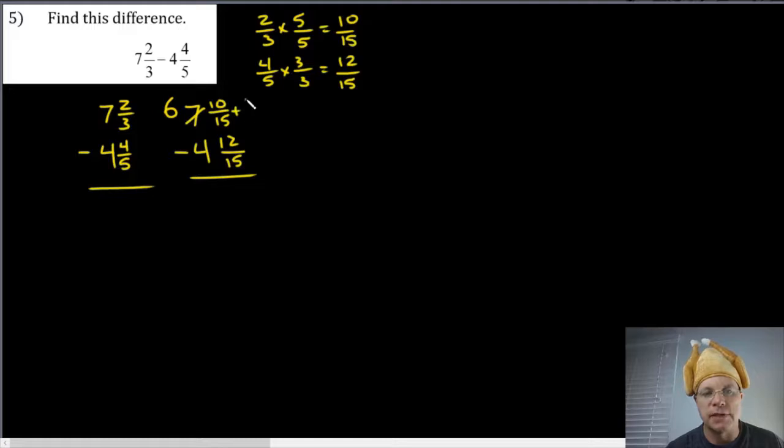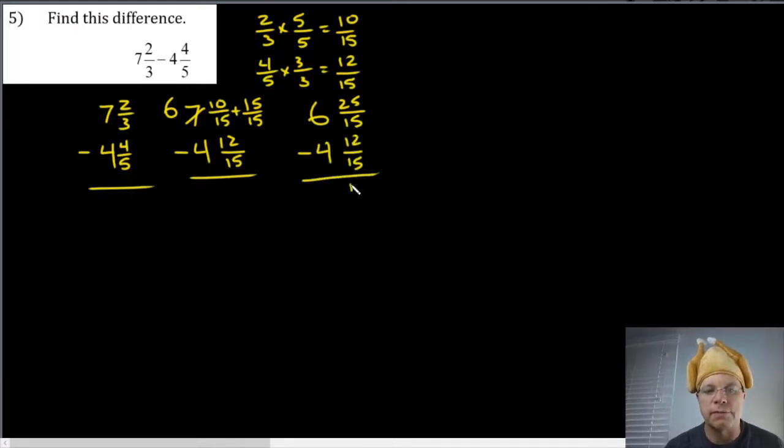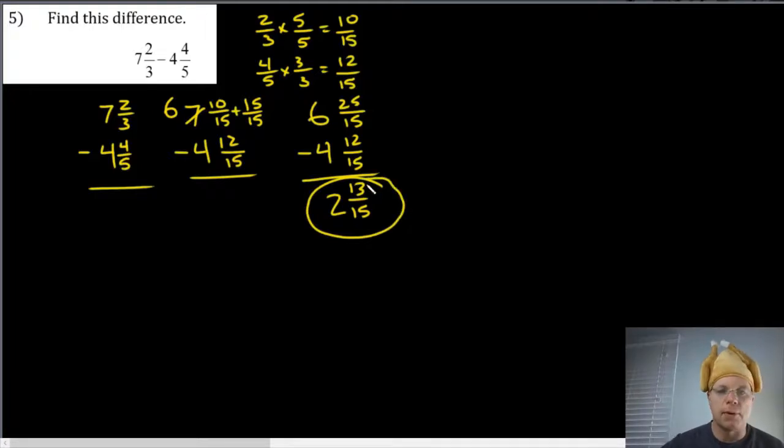So I have 10/15 and 15/15. So that's 6 25/15 minus 4 12/15. 25/15 minus 12/15 is 13/15. And 6 minus 4 is 2. So 2 13/15 is the final answer for that problem.